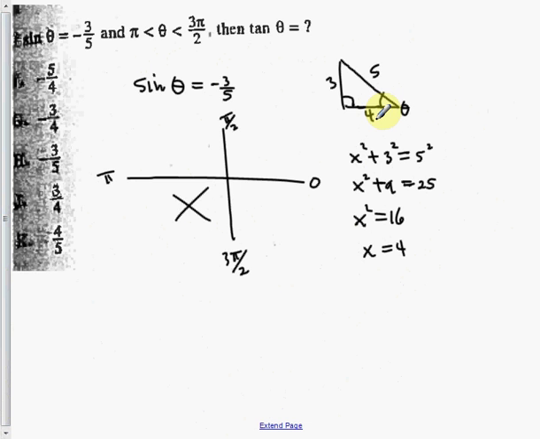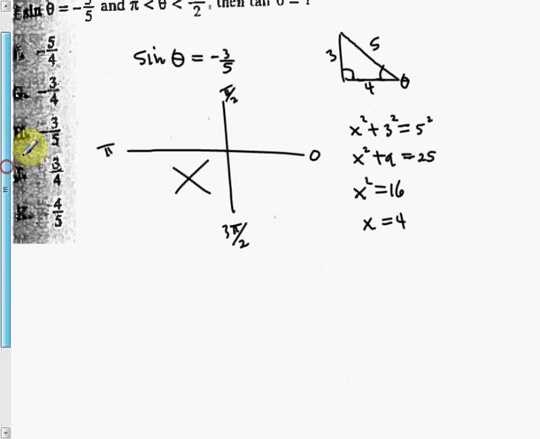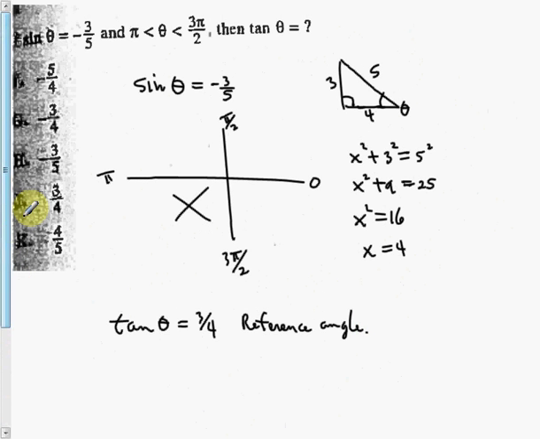In the first quadrant, then that's just 3 over 4. But I'm not in the first quadrant. I'm in the third quadrant. Right? So if I look at this triangle, the tangent of theta is the opposite over the adjacent, 3 divided by 4. So tan theta is 3 over 4. We call that the reference angle. Because now I have to find the tangent theta for that third quadrant.